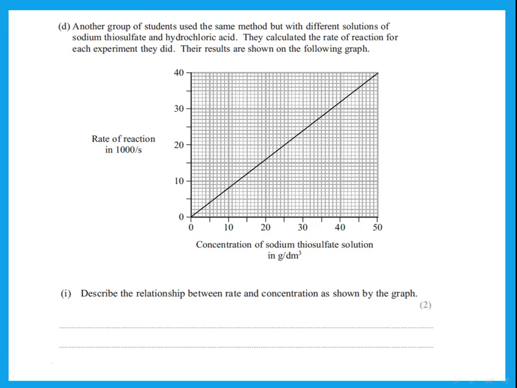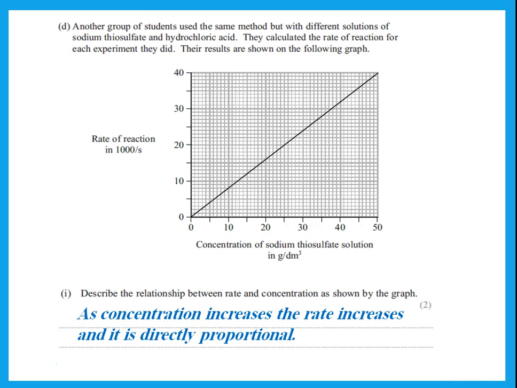So describe the relationship between rate and concentration. What is the relationship between rate and concentration? As concentration increases, rate increases. So that's one point. And the fact that it is directly proportional, that means it's going all straight till the end, so that we say the graph is directly proportional. You know what directly proportional is.